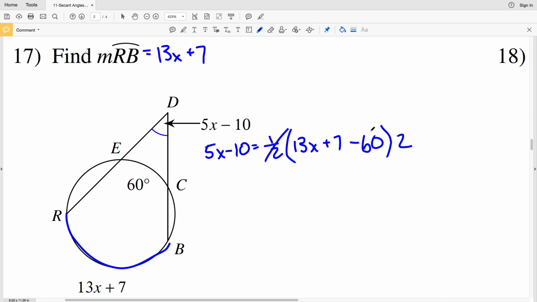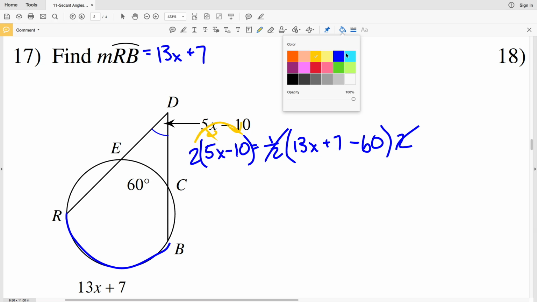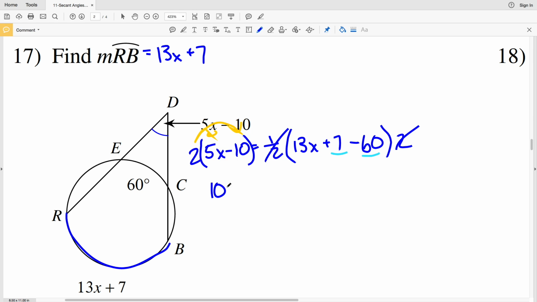I'll start again by multiplying both sides by 2, and then I'll distribute that 2. And as I distribute that 2, I'll also combine like terms within my parentheses on the right. So 2 times 5x is 10x minus 2 times 10, which is 20, and that's equal to 13x plus 7 minus 60, which is a negative 53. So plus a negative 53, or simply subtracting a positive 53.